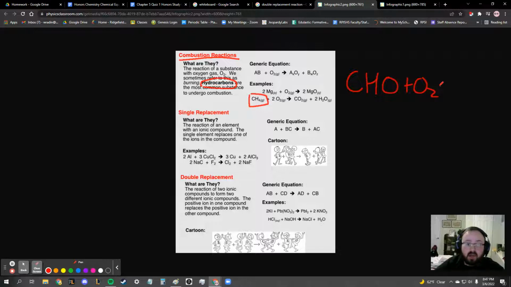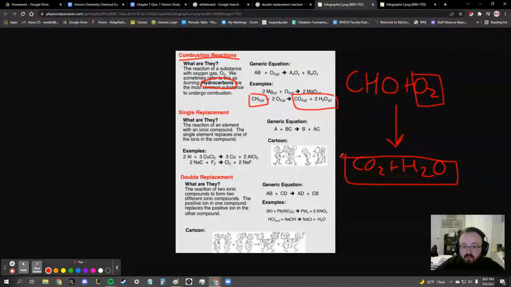And if it's a carbon-hydrogen thing, you will always see, I'm doing this vertical to save space, CO2 and H2O. So, how do you know if you have a combustion? Look for O2 and look for CO2 plus H2O. This is the most specific type, a very specific reaction. So if you see these three things, CO2, H2O, and O2, and you've got something that's carbon and hydrogen, and sometimes oxygen, you've got yourself a combustion reaction. Okay?